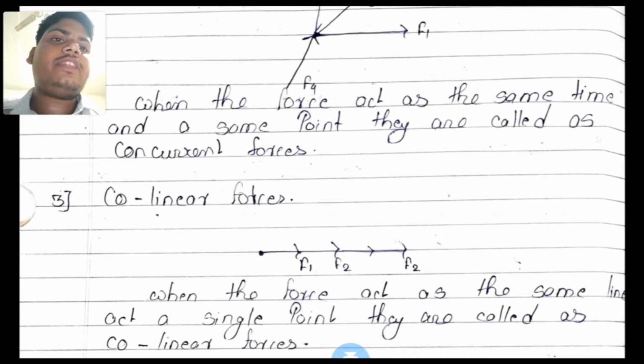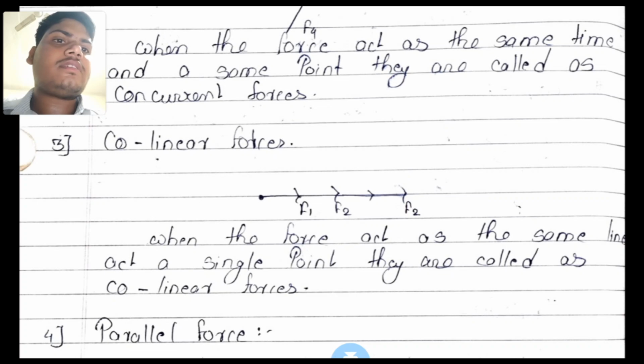Now collinear force. When the forces act along the same line at a single point, they are called collinear forces. Here the diagram shows F1, F2 and F3 as collinear forces. A single point is given and the forces start from that point, and a number of forces are here.